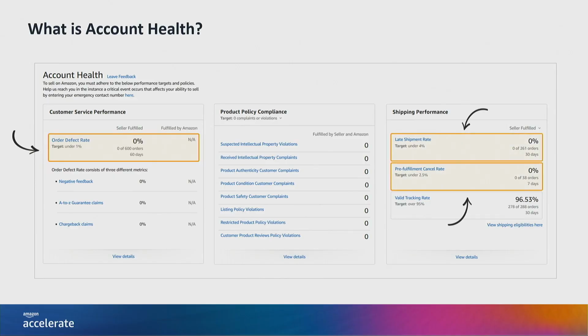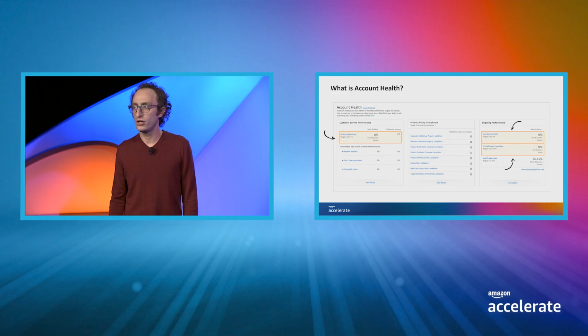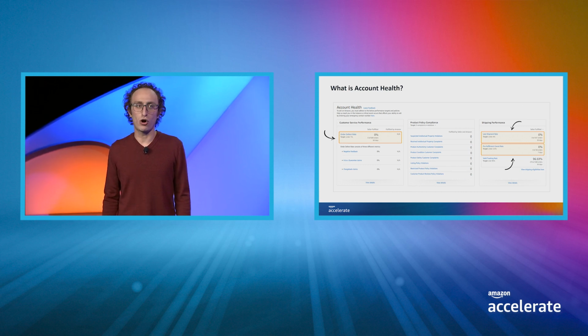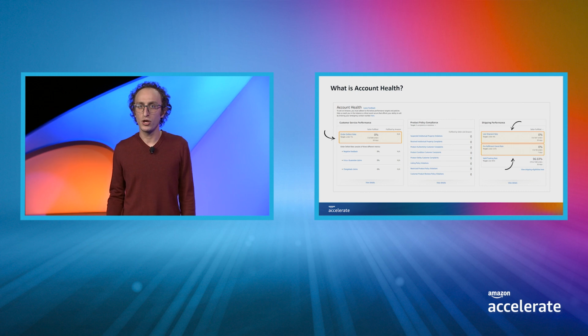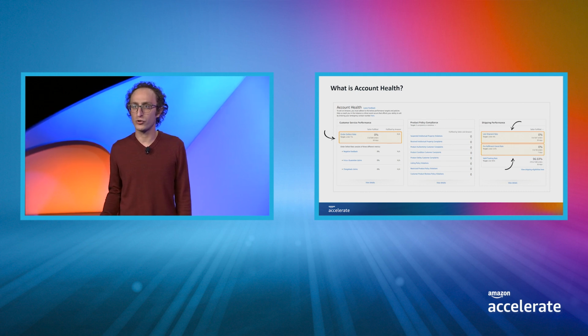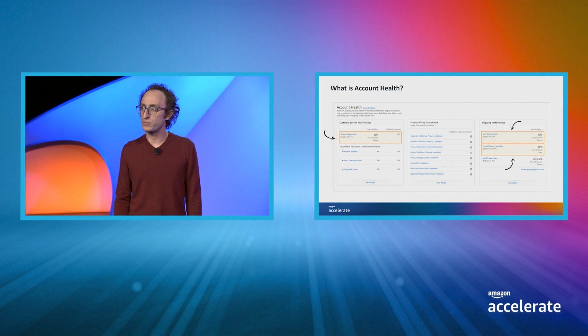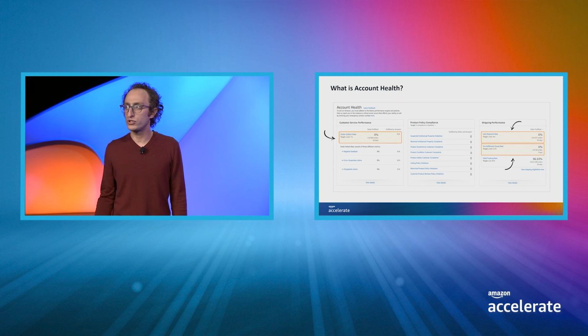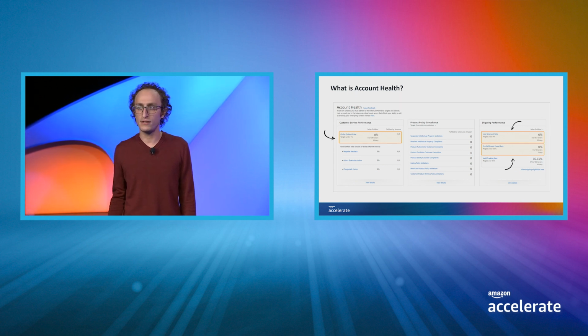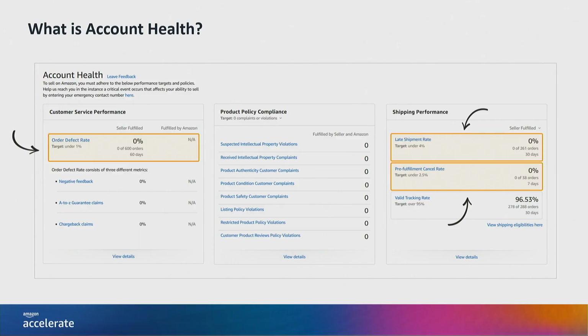The shipping performance section of the Account Health page talks about your performance against Amazon's policies as they relate to fulfillment. The 2 most important metrics here are your late shipment rate, which represents the percentage of orders that you ship after the handling time set in your listings has expired, and your pre-fulfillment cancellation rate, which represents the percentage of orders you receive that are canceled before they're fulfilled.